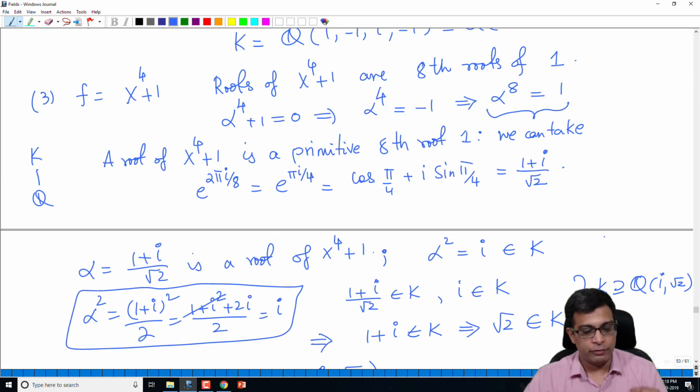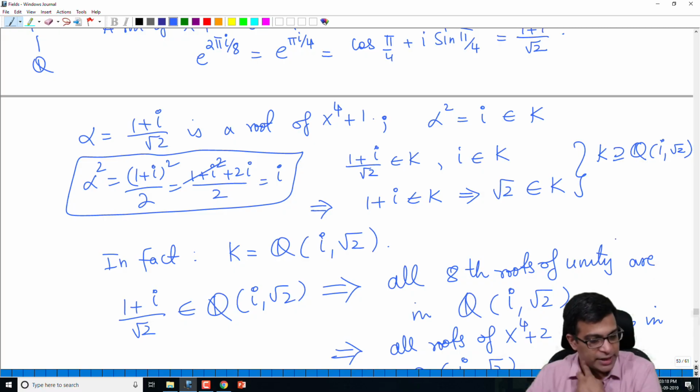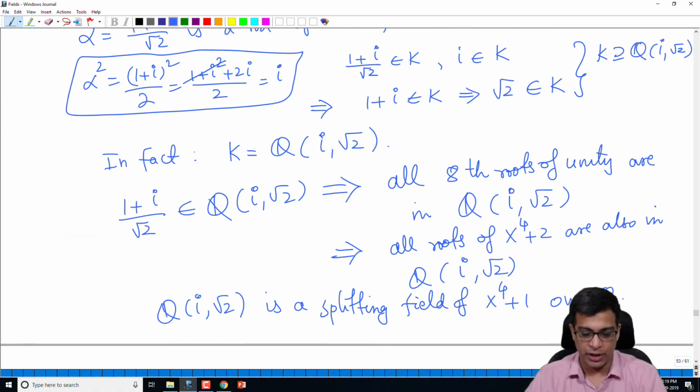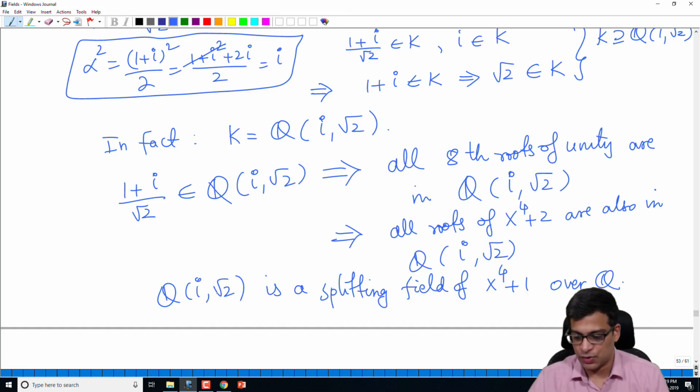Okay, what I have said here, just to summarize quickly, I am interested in the splitting field of x power 4 plus 1. We first observe that all roots of x power 4 plus 1 are 8th roots of 1, and one of them must be a primitive 8th root of 1. So I am taking that to be (1 plus i) over root 2. That must be a root, and what I noted is i and root 2 must be in the field, but once you put i and root 2, every other root automatically can be expressed as a rational polynomial in i and root 2. That means it contains all the roots. And if you remove either of i or root 2, you will not get all the roots. So Q adjoined i and root 2 is a splitting field of x power 4 plus 1 over Q.